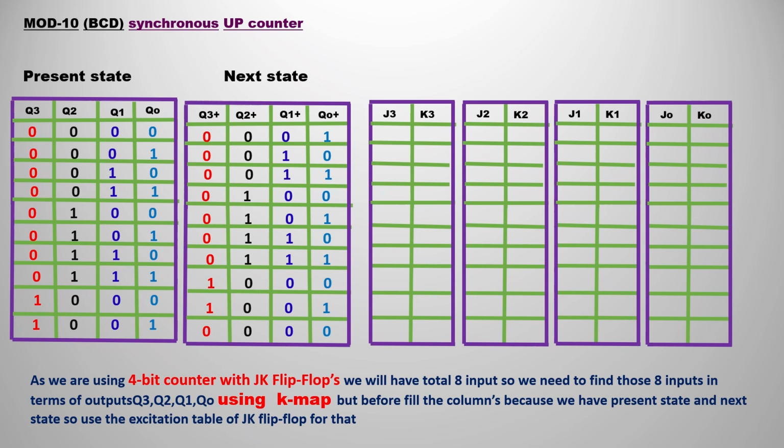So I have left all these columns because we are going to fill them by comparing the present state and next state. And by using the K-map, we are going to get the J3 K3 expressions, and we are going to have the final circuit diagram for the MOD-10 counter. The step now is to fill all these columns. So let's see how to fill these columns, and next how to make the K-maps.